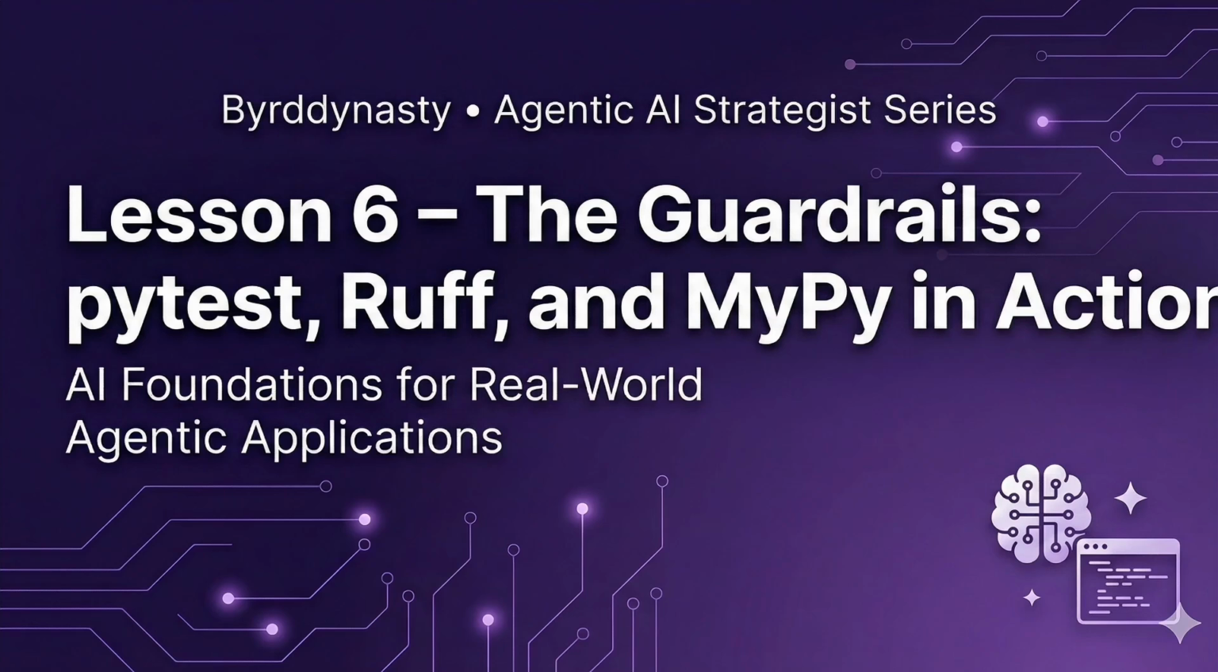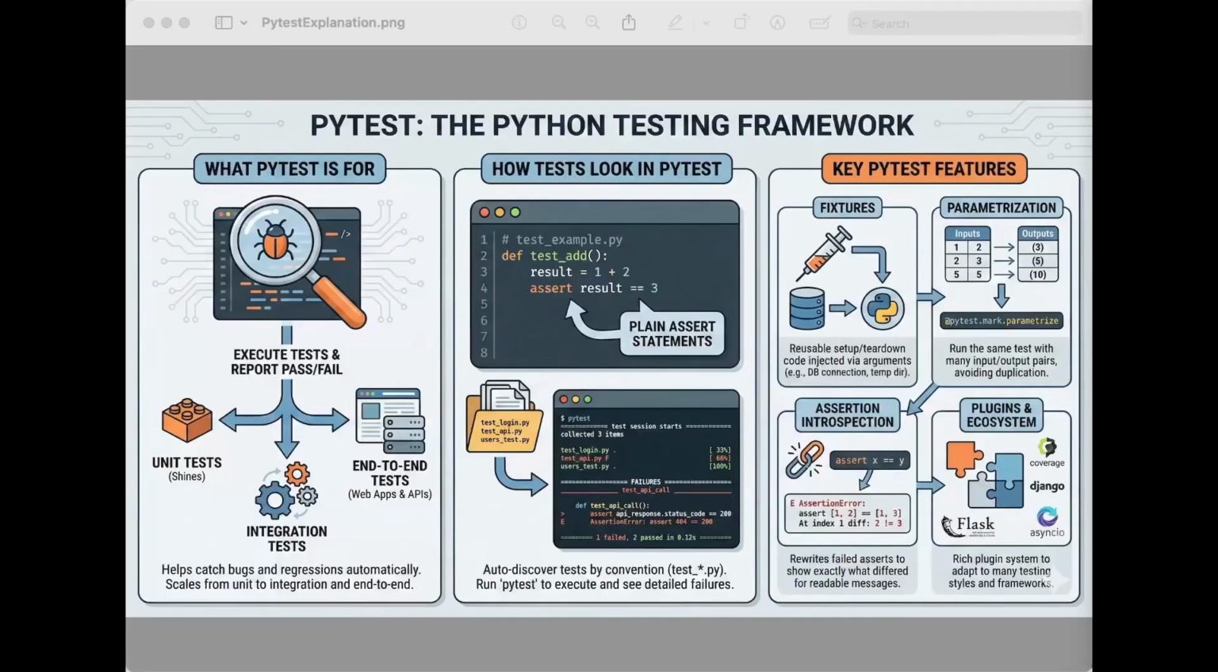First, we will quickly look at each of these tests, define them, and see what type of errors and problems it should detect. The first test we will present is pytest. Pytest is a testing framework for Python. It actually runs your code with test inputs and verifies that it behaves correctly. Pytest's job is to execute tests and report which pass or fail, helping you to catch bugs and regressions automatically. It shines for unit tests, but also scales to integration and end-to-end tests, web apps, and APIs.